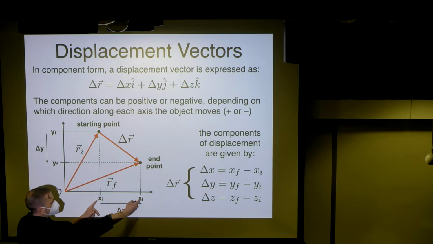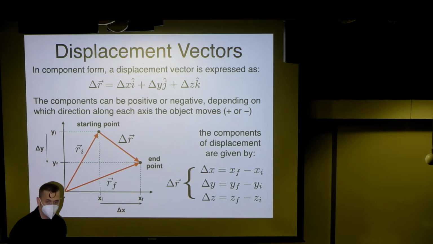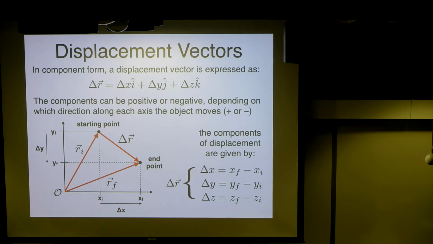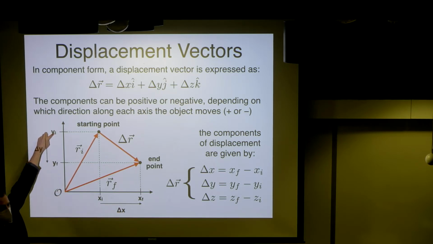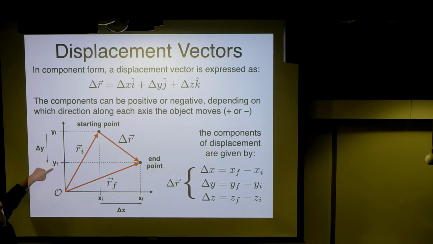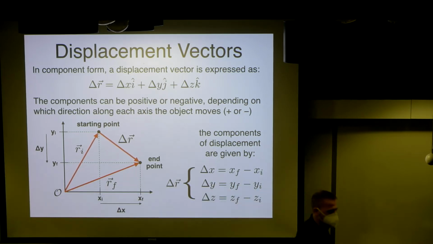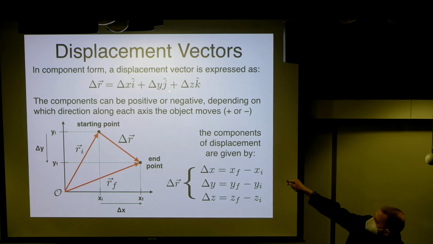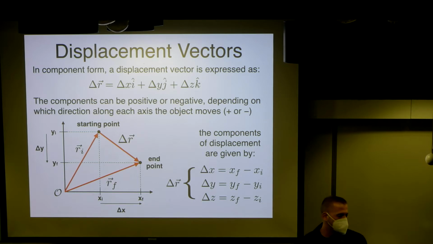So if this is x initial, this is x final, we've moved some distance to the right in this picture along the x-axis, correct? So we would say we have a positive displacement along the x-axis, right? But if this is where we start on the y-axis and then we end up down here as our final y position, we've moved down, so our y displacement, our delta y, would be negative. Okay, so the point is, these individual delta x, delta y, delta z things can be positive or negative. Just depends which way you're moving along a certain axis. Okay?